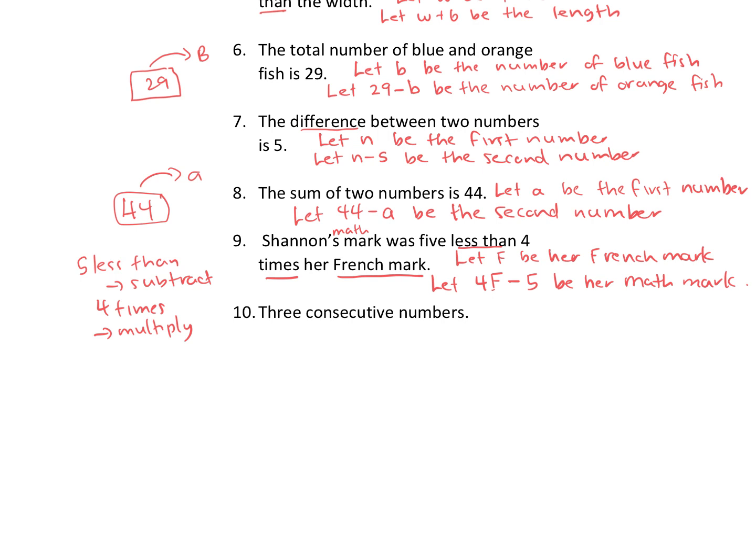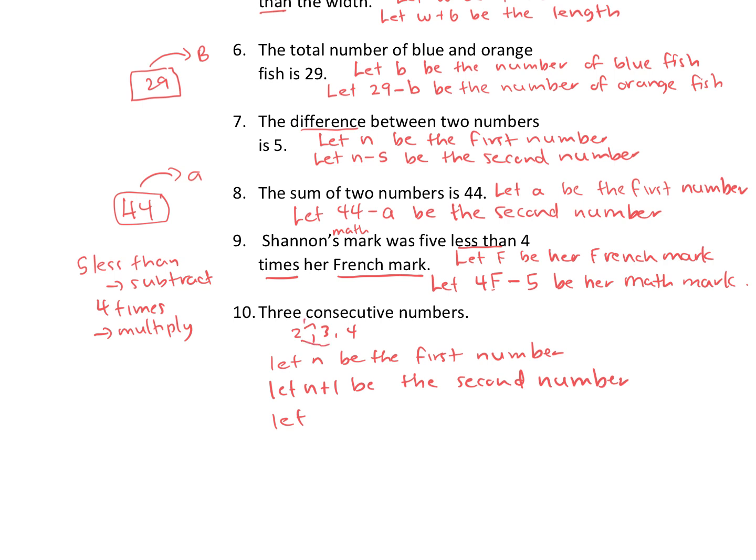Okay, 3 consecutive numbers. So 3 consecutive numbers might be 2, 3, 4. So I'm going to let n be the first one. So between 2 and 3, we're adding 1. So the next consecutive number would be plus 1. And then the third one, well, we have to describe it in terms of the first one. So this one's going up by 1, but then if I go from 2 to 4, I'm going up by 2. So we're doing it relative to the first number.